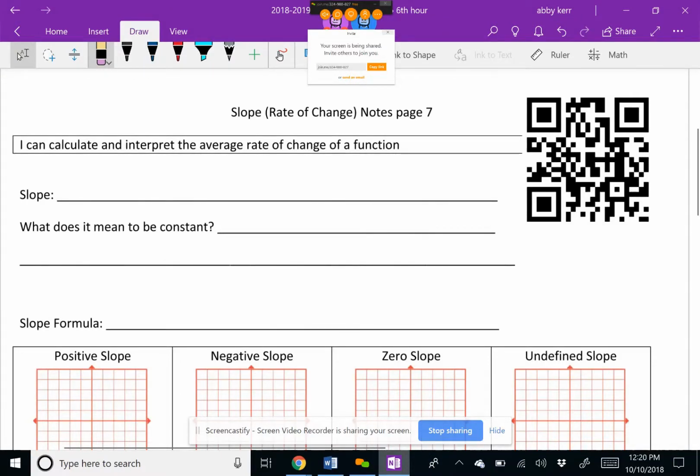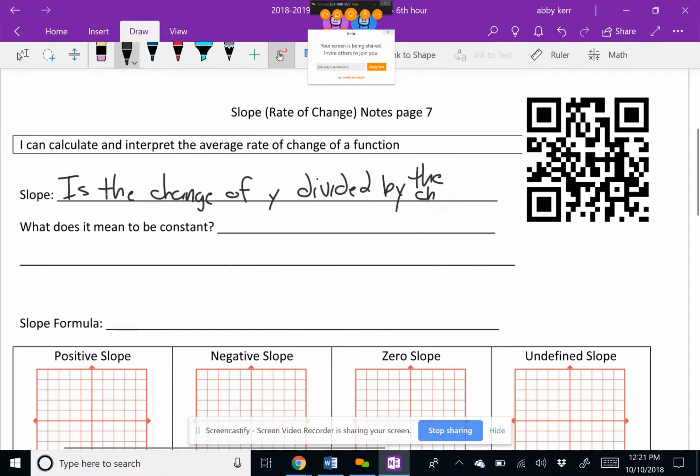So for page 7 of our notes, we are going over slope. It says, I can calculate and interpret the average rate of change of a function. So one thing that we need to remember is slope is the change of y divided by the change of x. So that means our y is always going to be in the numerator, and then our x is always going to be in the denominator.